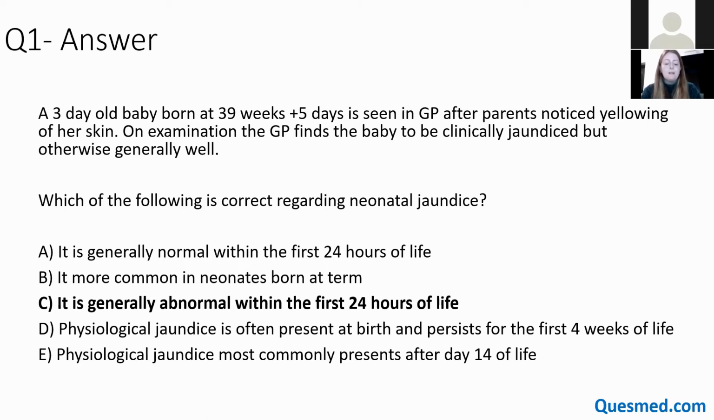B, more common in neonates born at term. That's incorrect. It's actually more common in preterm neonates. D, physiological jaundice is often present at birth and persists for the first 4 weeks of life. That's obviously incorrect if we're thinking that it's abnormal in the first 24 hours. And it generally resolves within about a week or so, or even less of presenting. So it's not normal for it to persist for 4 weeks. And E, physiological jaundice most commonly presents after day 14 of life. That's incorrect. It generally presents around days 2 to 4 of life.